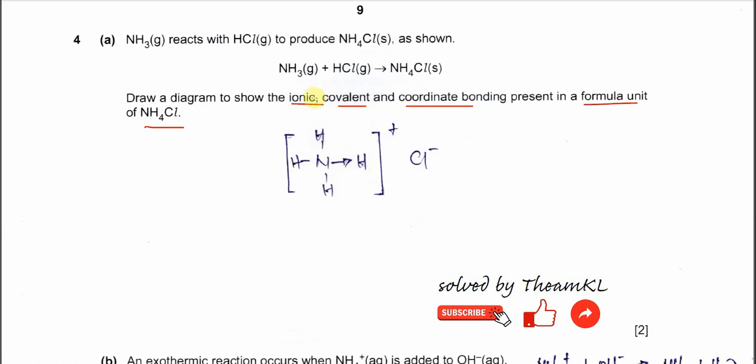After that, you need to show the ionic. So you just put a square bracket for the ammonium and put the positive charge there. And its counter ion is chloride. So you just put the chloride here. So this is the ionic bond.